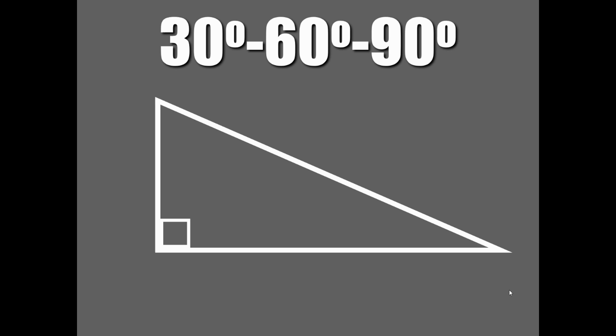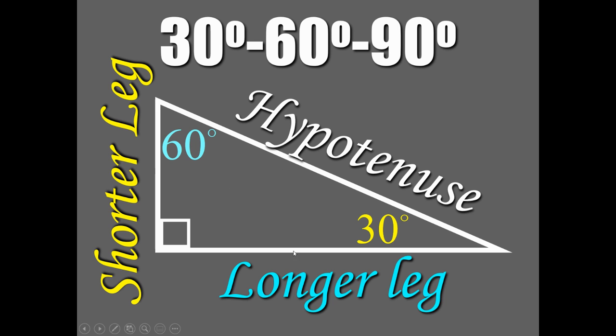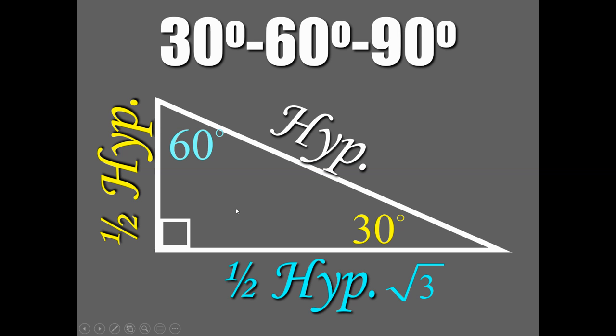In general, if you have a 30-60-90, then the hypotenuse is always the longest side, and it's across from the 90-degree angle. The short leg is going to be across from the 30-degree angle, and the longer leg will be across from the 60-degree angle. And the pattern will be: the side opposite the 30-degree angle is always half the hypotenuse, and the side opposite the 60-degree angle is always the shorter side times the square root of 3.